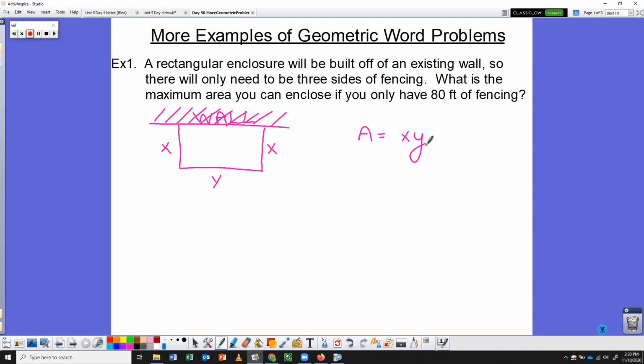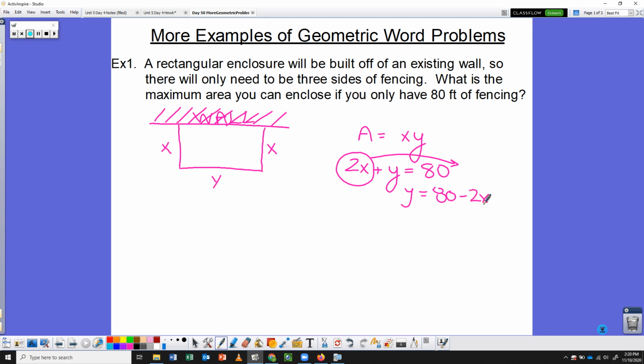However, the second thing that I know in this problem is that I have a total of 80 feet of fencing, which is my perimeter. So if I take the two pieces that are labeled with x and the one piece that's labeled with y and add that up, that should add up to make the 80 feet of fencing that I have at my disposal. And if we take this equation and rearrange it to solve for y by moving the two x's over to the other side, you would get that y has to equal 80 minus 2x.